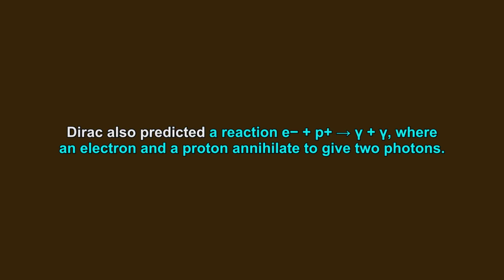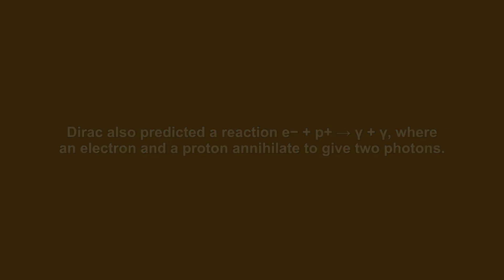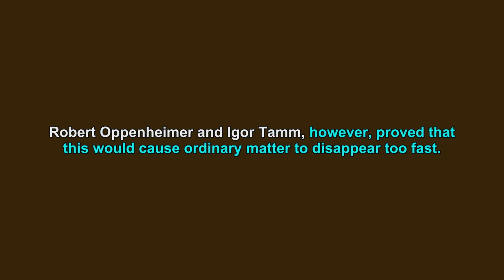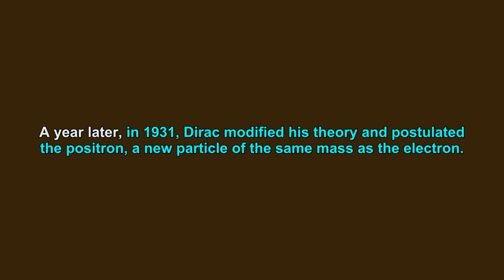Dirac also predicted a reaction e- + p+ → γ + γ, where an electron and a proton annihilate to give two photons. Robert Oppenheimer and Igor Tamm, however, proved that this would cause ordinary matter to disappear too fast. A year later, in 1931, Dirac modified his theory and postulated the positron, a new particle of the same mass as the electron. The discovery of this particle the next year removed the last two objections to his theory.